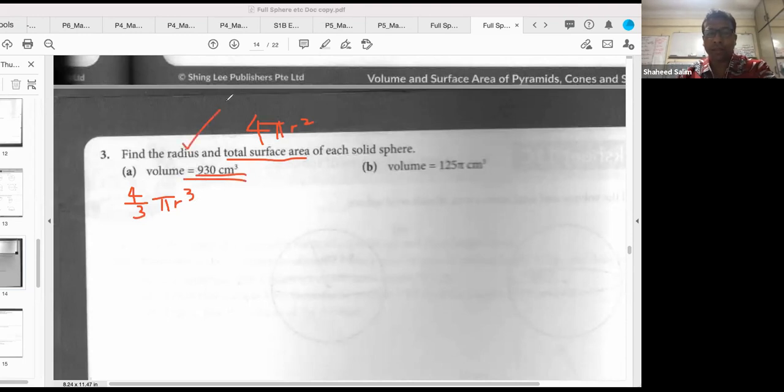Now, they have given you this one. Can you find the radius? We go for radius first. This is the volume. Write it down as a formula equals to 930. Find the radius, please. You know what to do? We want to find the radius of A.